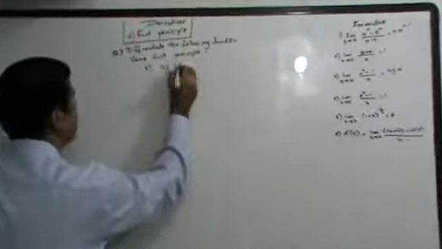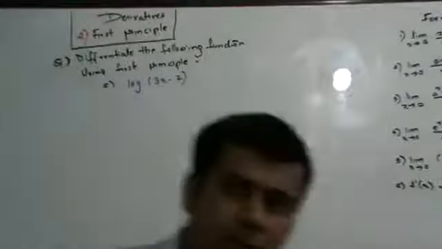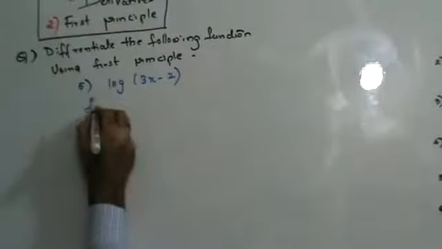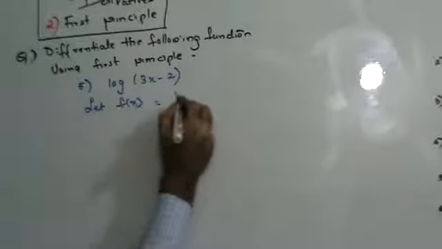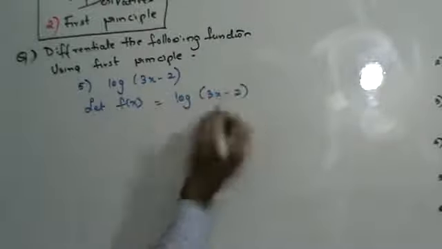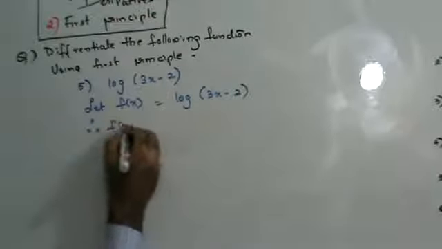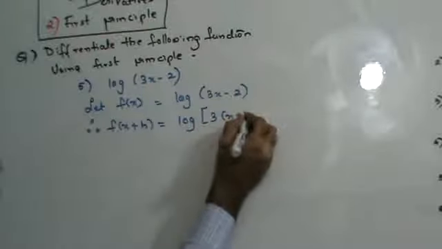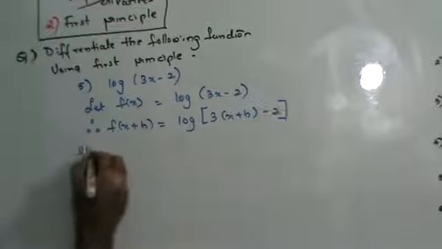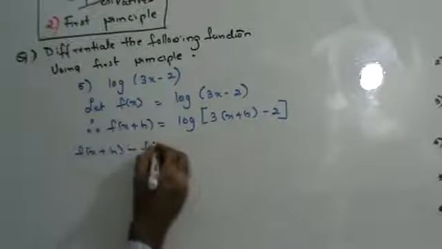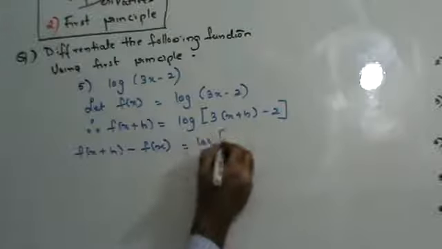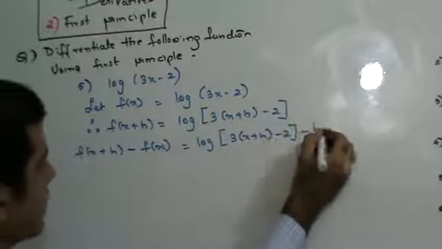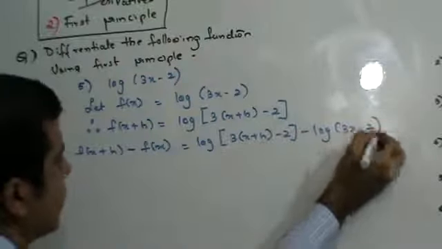Log 3x minus 2. Right? Let's see this. You will say let f of x be equal to log of 3x minus 2. Therefore, f of x plus h is log of 3 times x plus h minus 2. f of x plus h minus f of x is log of 3 times x plus h minus 2 minus log of 3x minus 2.